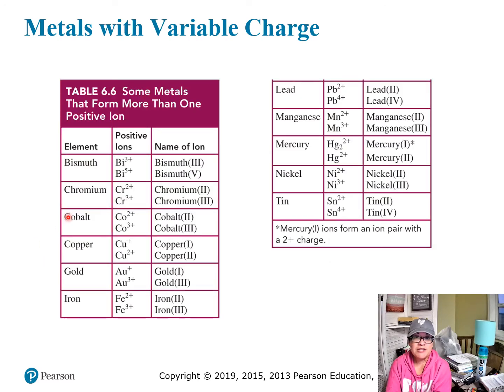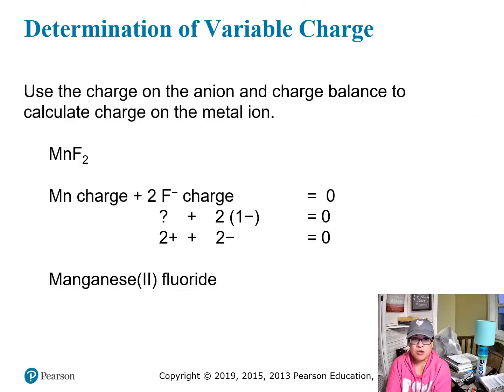So here are the ones that have the variable charge. We have bismuth, chromium, cobalt, copper, gold, iron, lead, manganese, mercury, nickel, and tin. The one that's weird is mercury. That one's kind of a tricky one, so you can see that here. It's kind of a strange version of the mercury one. So those are some different ones that are in your book. And here's how we name these. So manganese is one of them. If this is your formula, that means the oxidation number of the manganese is 2+. So your name is going to be manganese 2 fluoride, and you're specifying that you have the 2+ form of manganese.